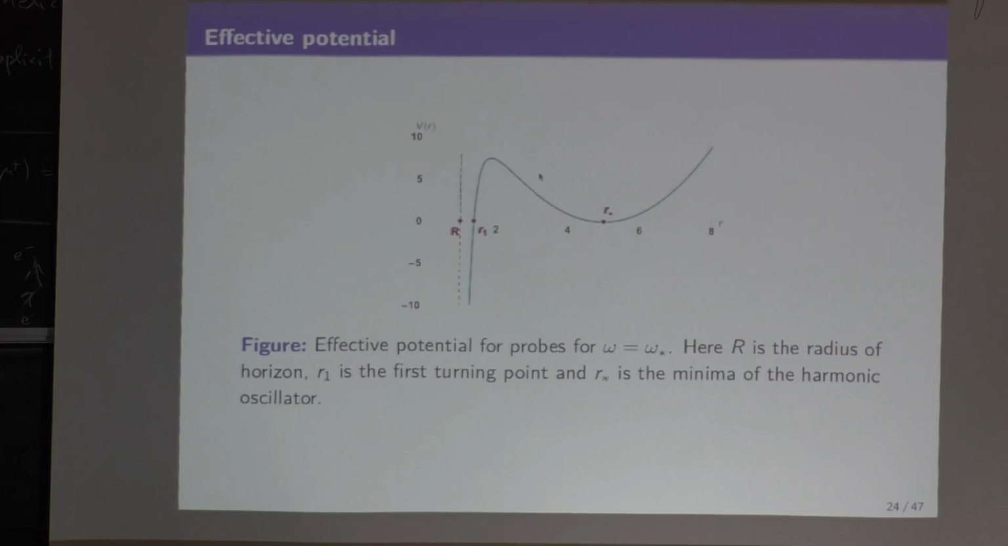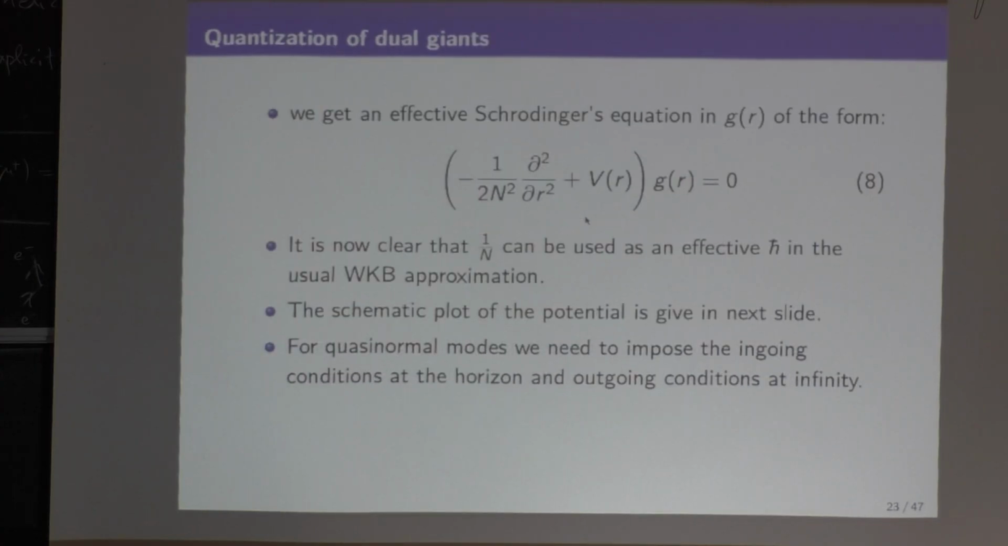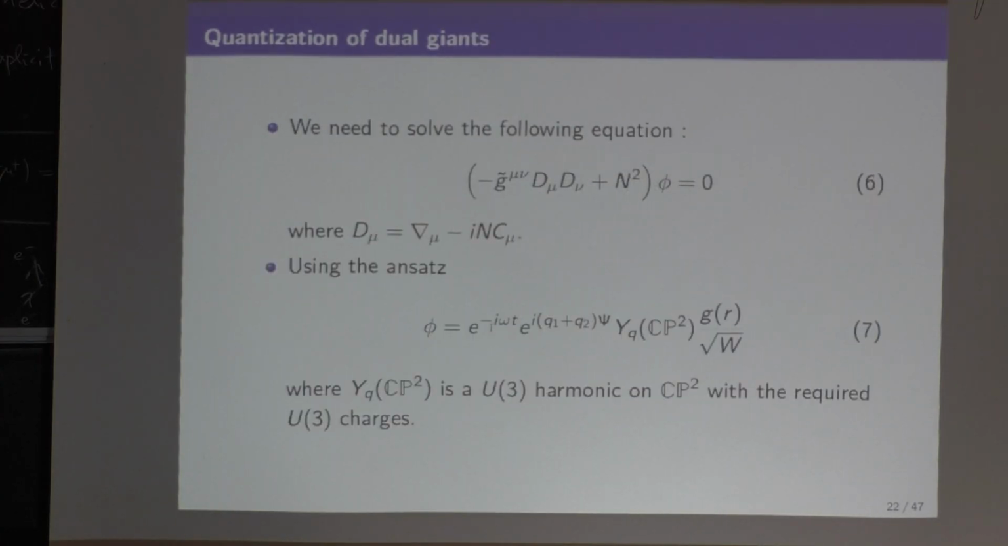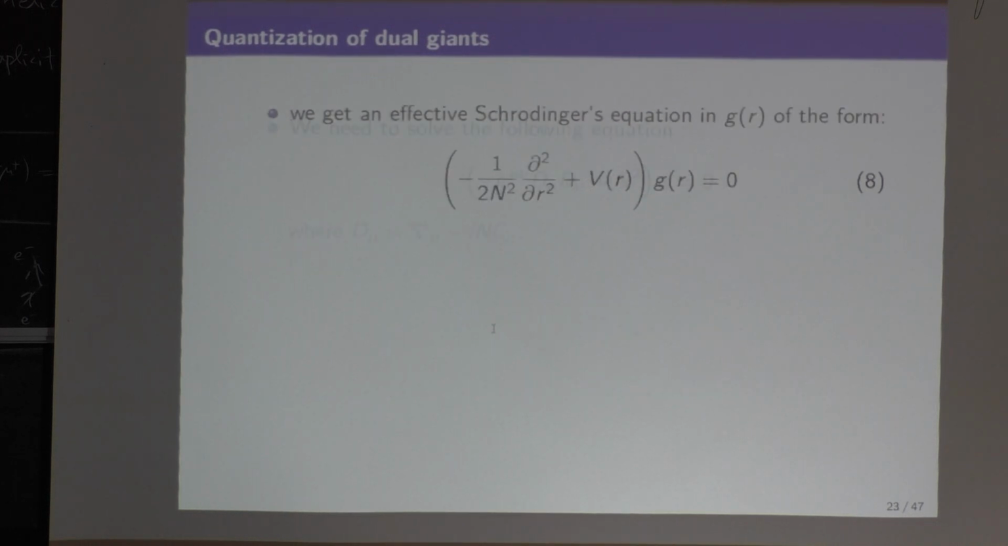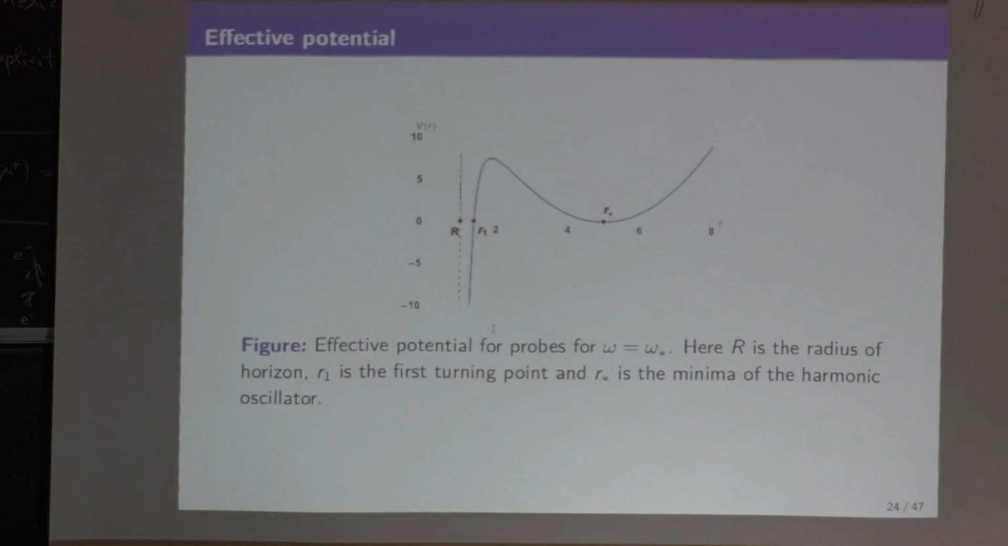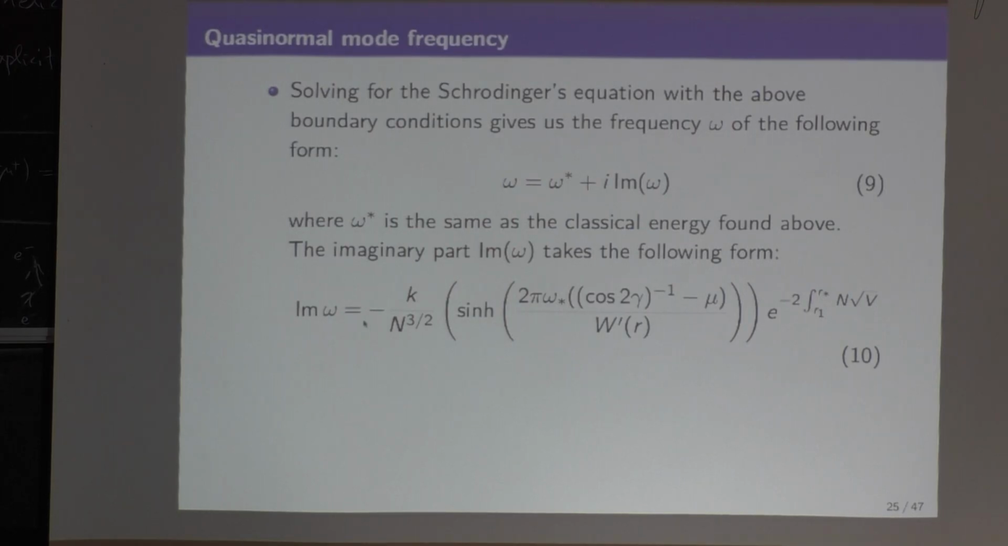Okay, this is the plot of the effective potential which appears in this equation. And we just use the usual WKB approximation to find the tunneling, to basically find this omega here, which satisfies the correct boundary condition after solving the equation. Okay. So we find omega of this form. So omega has some real part and some imaginary part. The real part basically is the energy of the D3 brane, which we find classically. This is what we get in the usual WKB approximation.